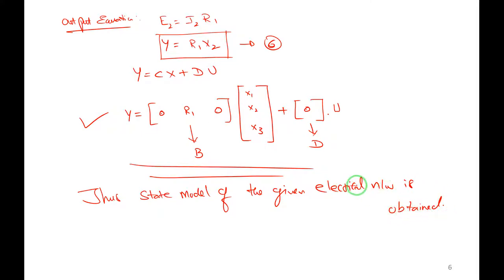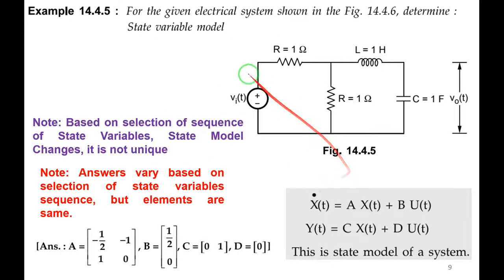Okay. Next, we'll move to the next numerical. If any doubts, this problem is over. I will take up the next numerical. Yesterday I had done it wrong, so now I have corrected myself, right? Yesterday we had taken this one. For the given electrical system shown in figure 14.4.5, obtain the state model, or simply the state model, of the given electrical network.